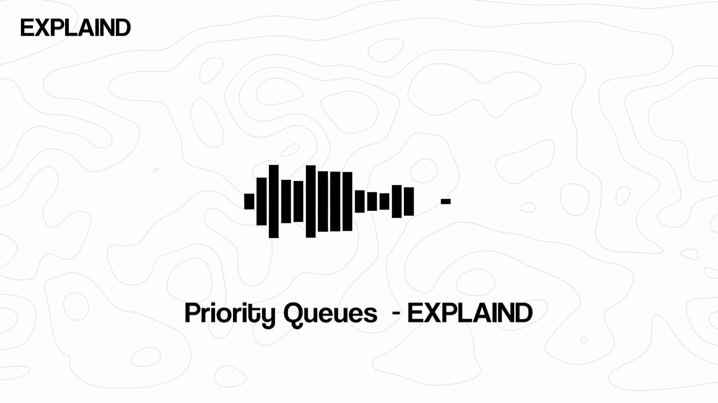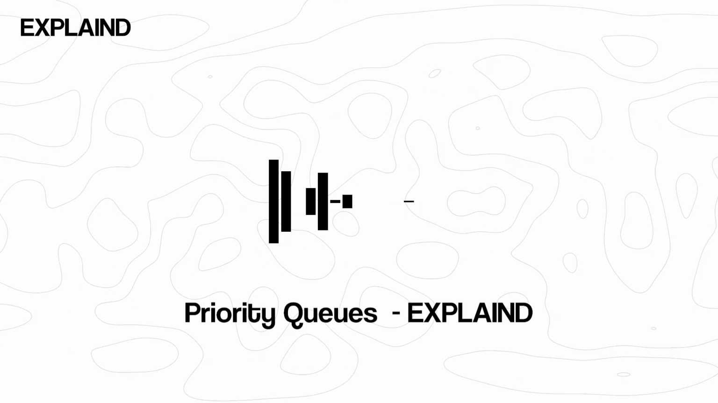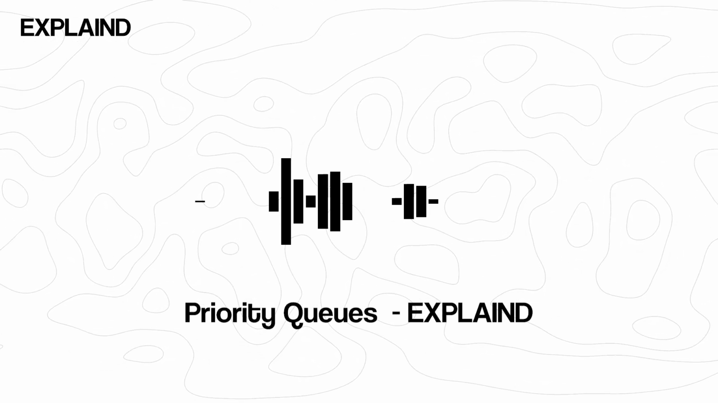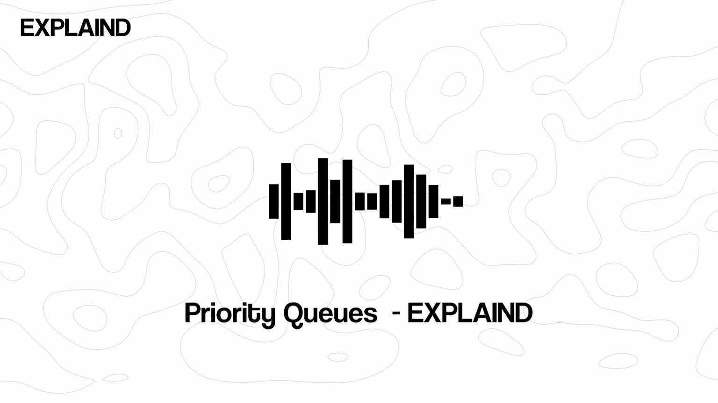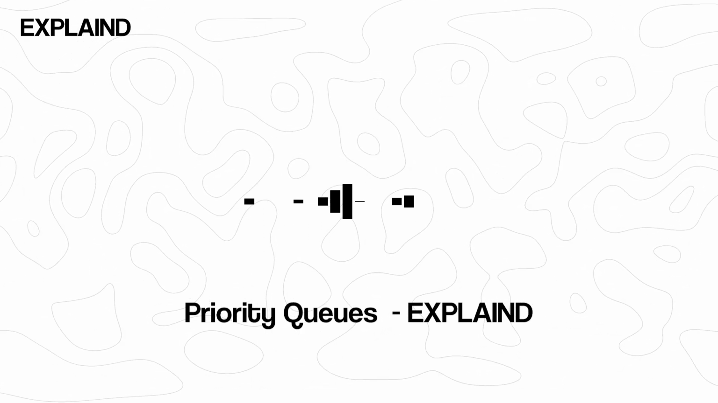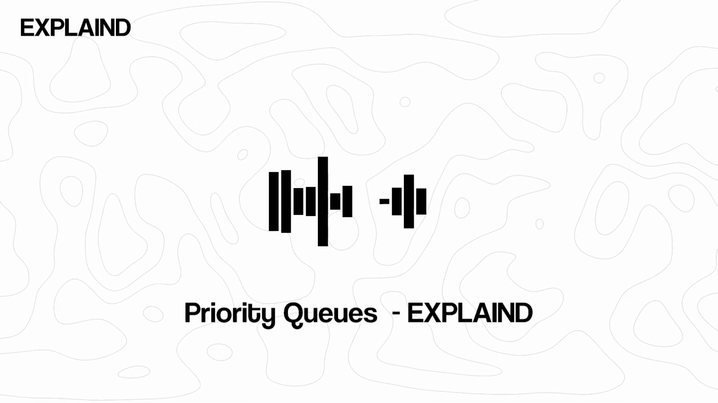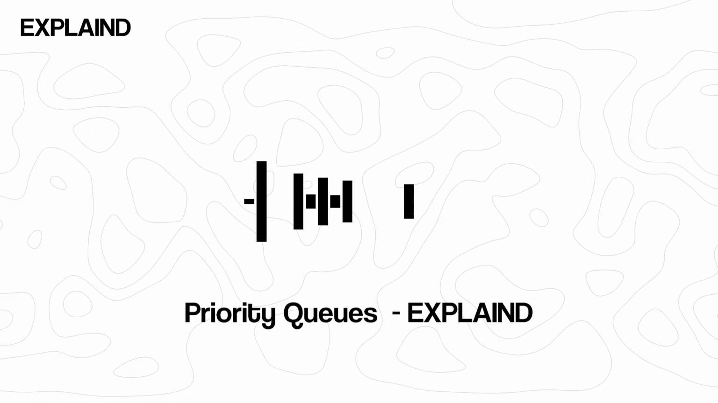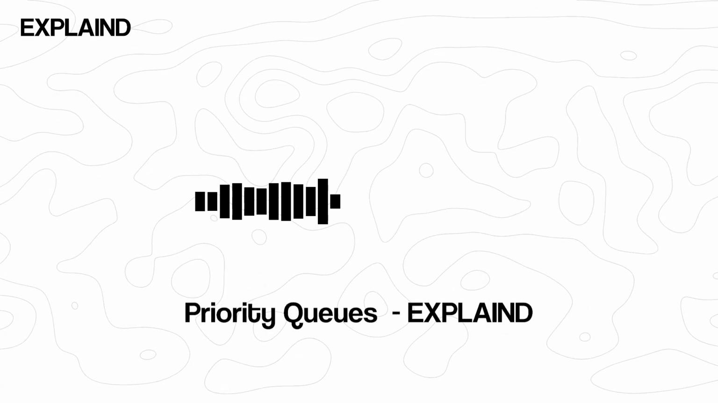Like? Their ability to efficiently manage and retrieve elements based on their priority makes them invaluable for tasks like task scheduling. So, for example, operating systems use priority queues to schedule processes, making sure that those high-priority tasks get executed first. And this keeps your computer running smoothly even when it's juggling multiple tasks. That's why my computer doesn't freeze up when I have a million tabs open.